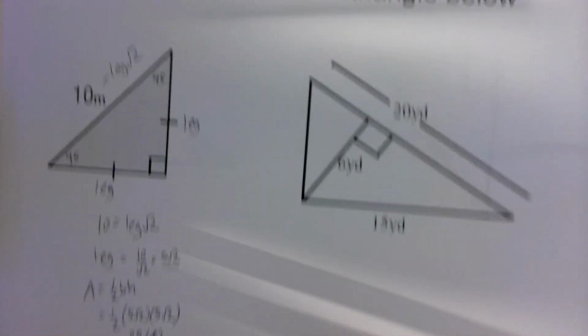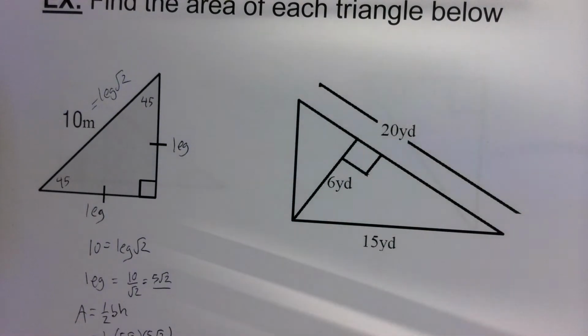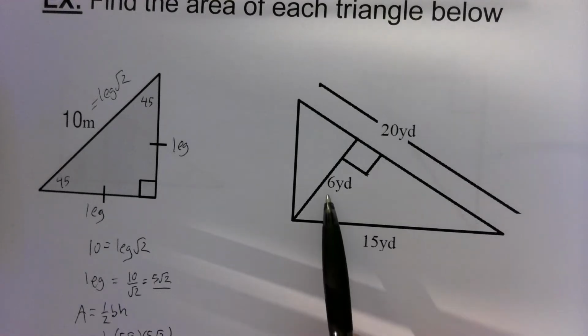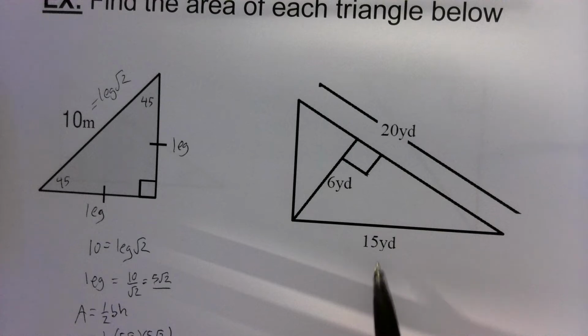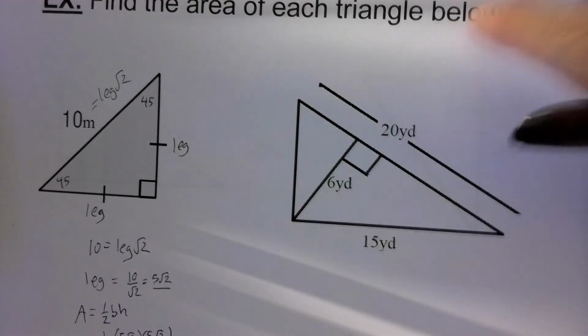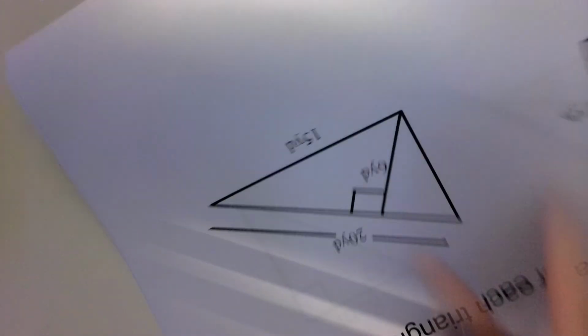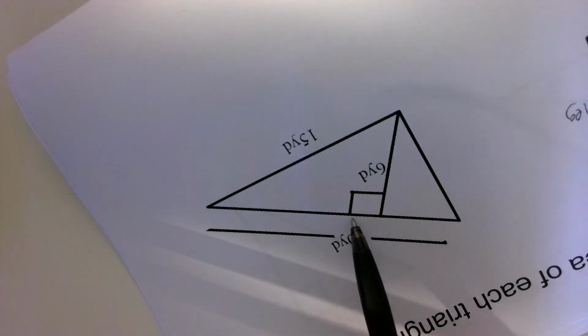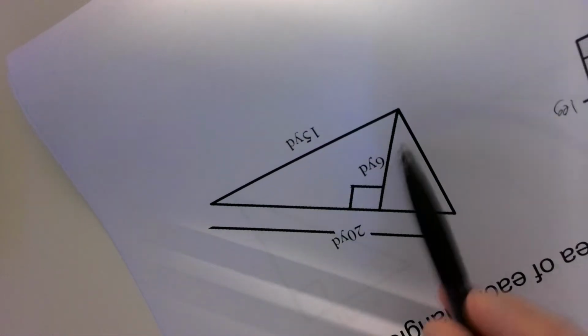The one on the right is actually a little bit more straightforward. It looks really confusing. Just remember 1/2 base times height. You might be really tempted to do like 15 times 6 or 20 times 15. Remember that the height is always perpendicular to one of the sides. I know we're used to thinking of the base as being at the bottom, so what I'm going to do is flip this around to where it looks like my base is on the bottom. So this looks like my base, that's my height.